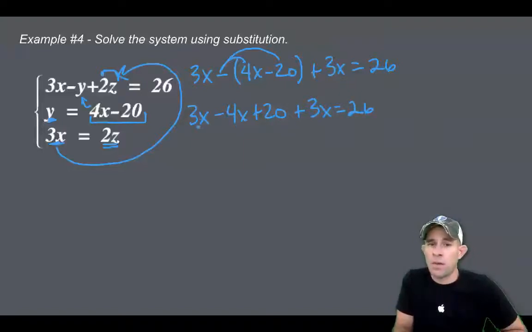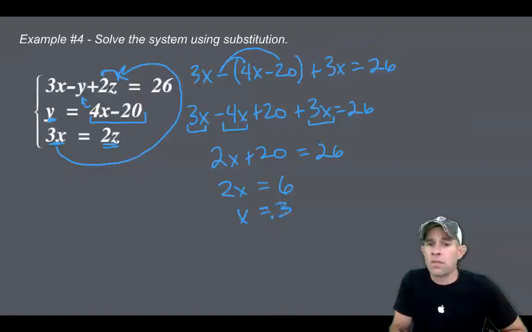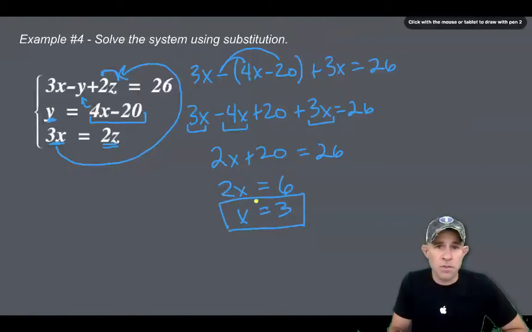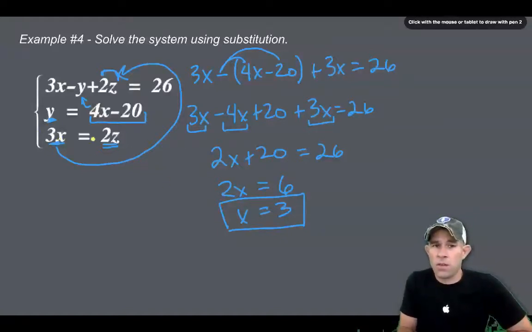Now when we go ahead and combine like terms, we'll have a 3x and a 3x. It gives me 6x minus 4x gives me a positive 2x plus 20 is equal to 26. When I subtract my 20 over the other side, I get 6, and therefore x is 3. Now we can take that value of x and substitute it back into these other equations to find out what the values of z and y are.